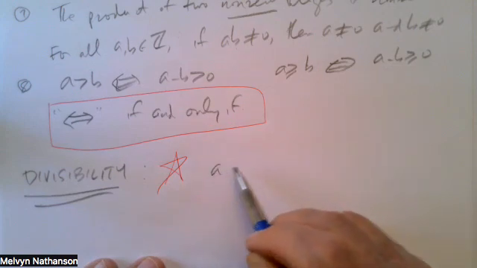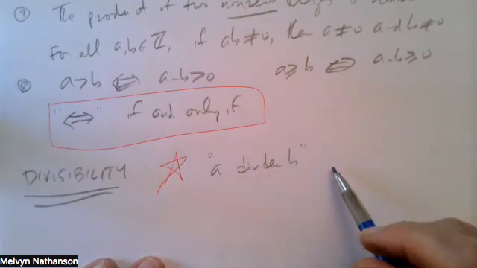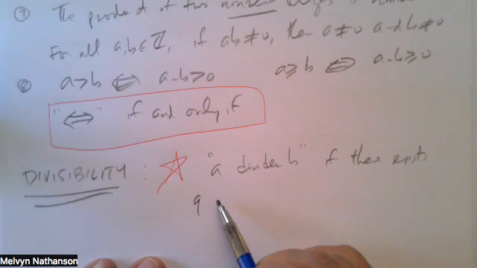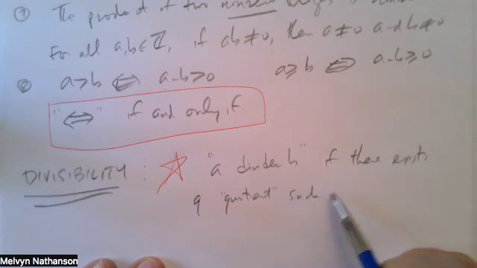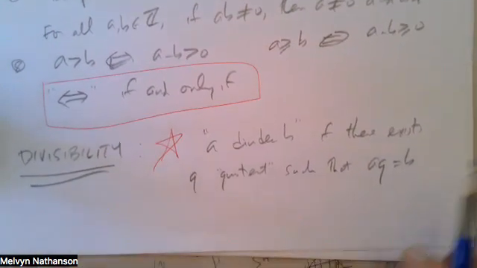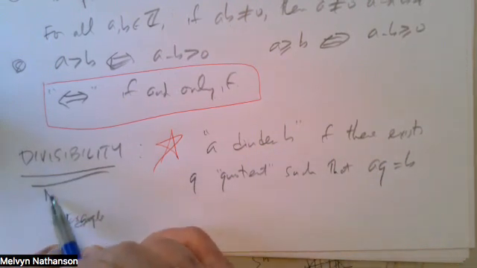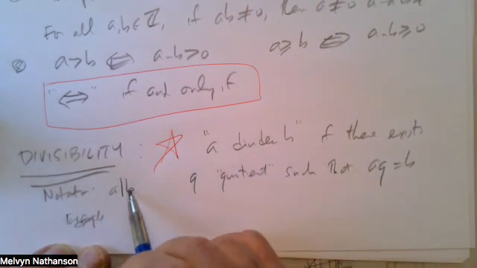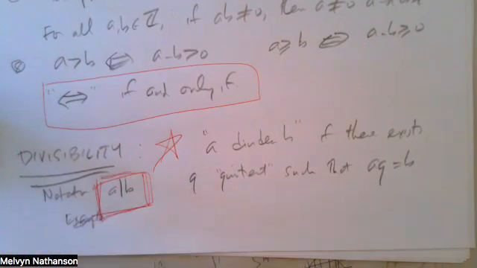So we say that A divides B. This is what we're defining. If there exists an integer q, which is called the quotient, such that a times q equals b. So for example, and the notation is, if a divides b, we write a and then a vertical line and b. So this is really very important notation.